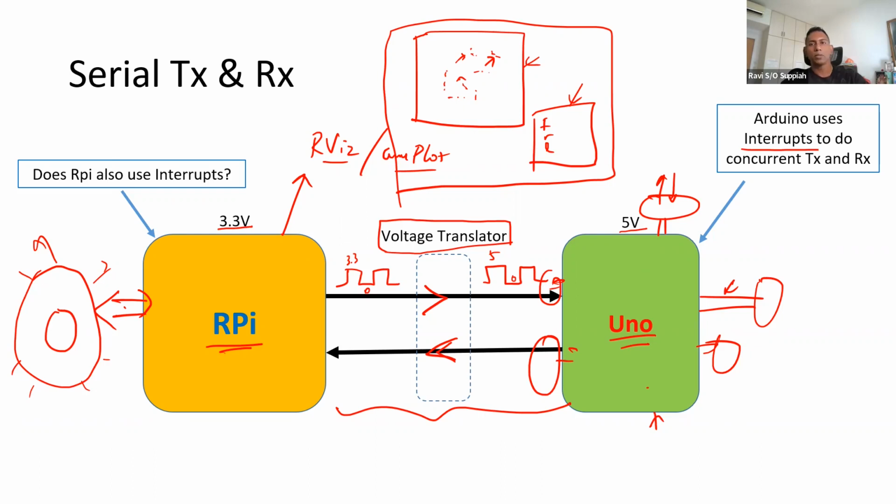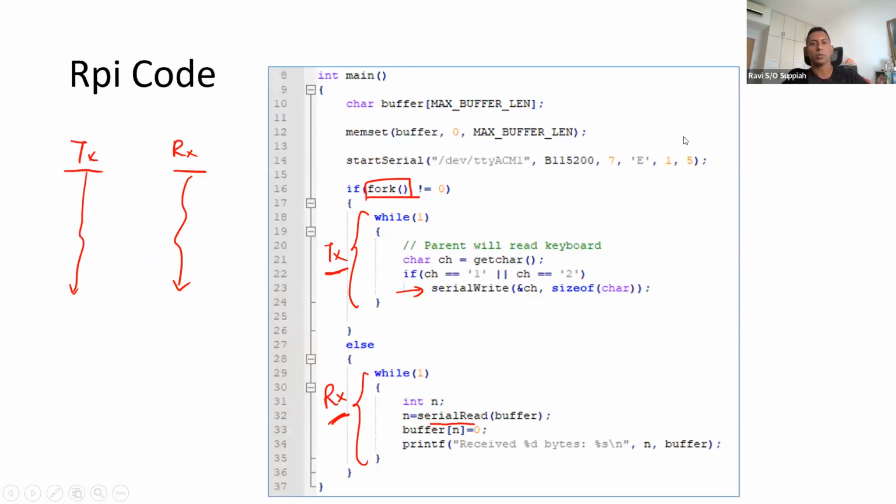Yeah, so Rpi doesn't use interrupts. Rpi uses fork to manage both of them concurrently. We will come back to this whole picture and framework again and again as we go through the studios.